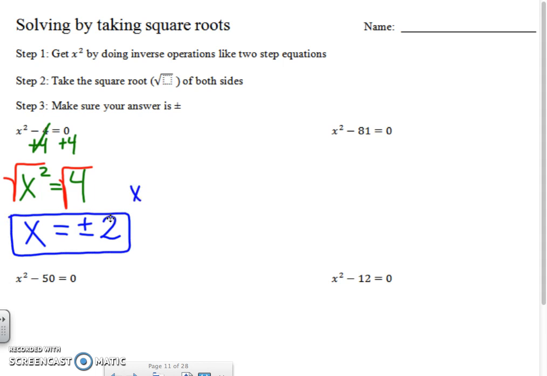So what that means is x equals 2 is a solution, and x equals negative 2 will work for that problem. Okay? All right, so why don't you try this one over here on your own? Press pause, and we will talk about it.